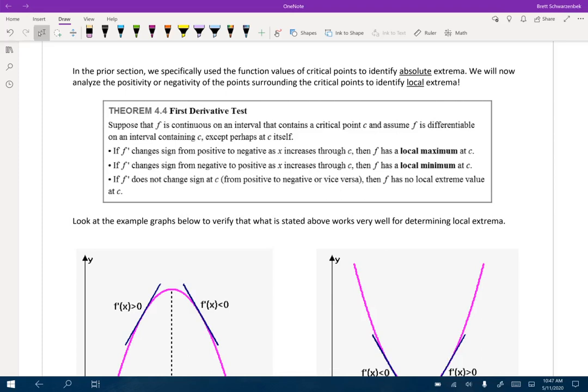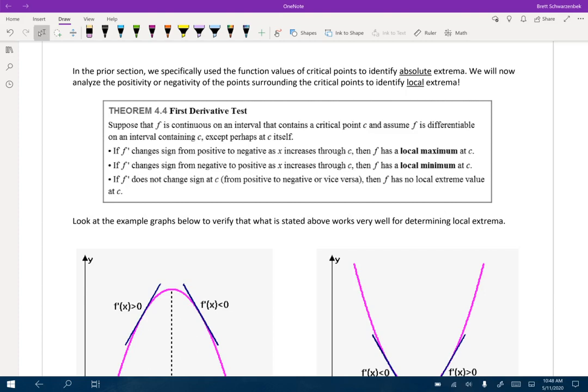Okay, so back in section 4.1, a couple sections ago, we used critical points in order to identify where the absolute mins and maxes were. That was a very straightforward process most of you probably did fine with. Now what we're going to do, and the whole point of this section, is again use critical points to identify local extrema, but there's a catch.